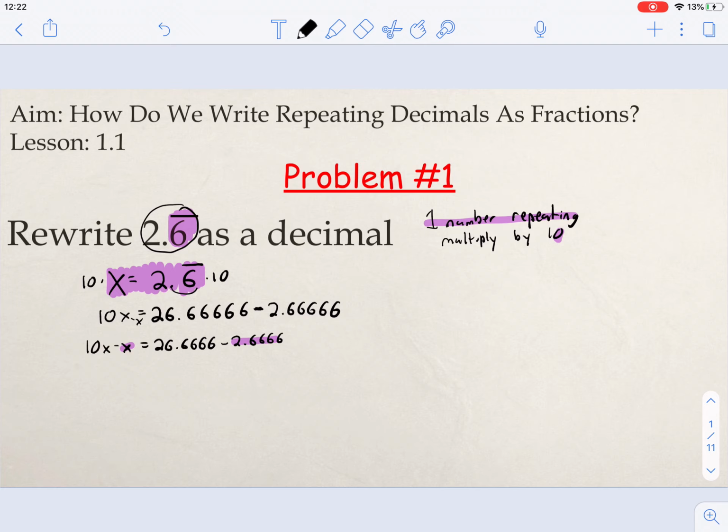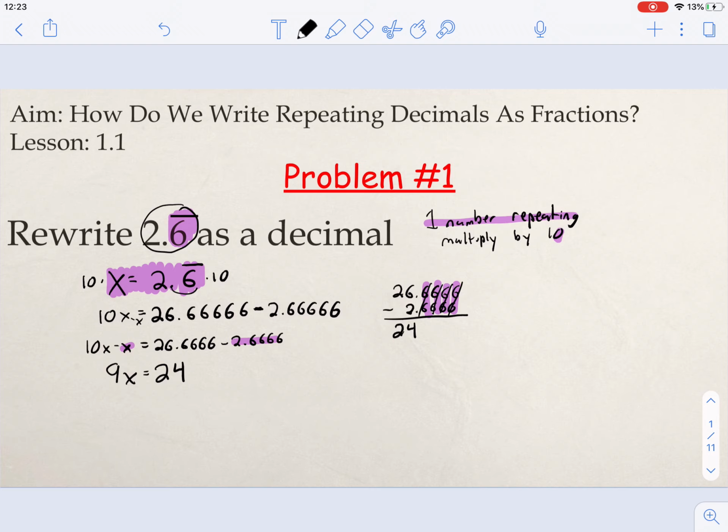10x minus 1x gives me 9x. And then I'm going to write it over here, 26.666 repeating minus 2.666 repeating. If you notice, all of these 6's are going to line up perfectly. So they're all just going to cancel each other out. And then I'm just going to be left with 26 minus 2, which gives me 24. So I have 9x equals 24.